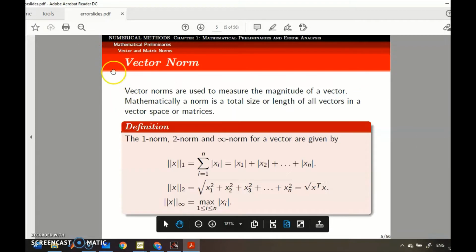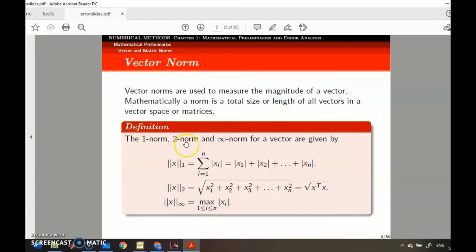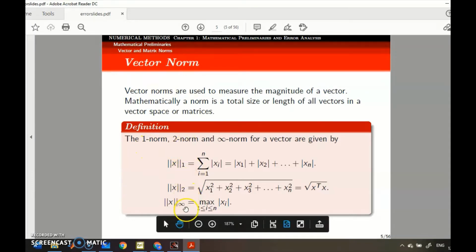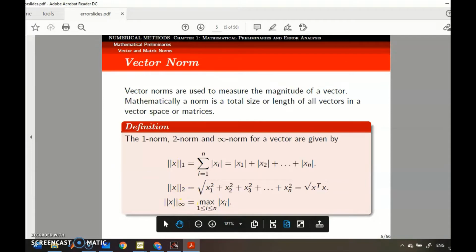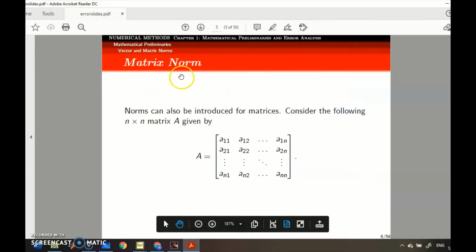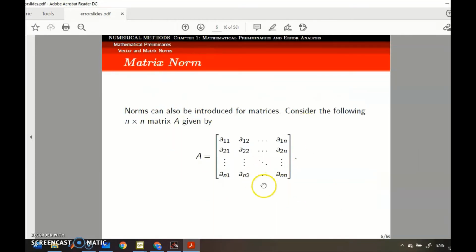Let's look at some of the preliminaries. We need to know about norms. We have the one norm, two norm, and infinity norm. Norms are used to measure the magnitude of a vector. Mathematically, a norm is the total size or length of all vectors in a vector space of matrices. There are three types of norm: norm 1, norm 2, and norm infinity. That's for a vector, and if we have a matrix, we can also find the norm.